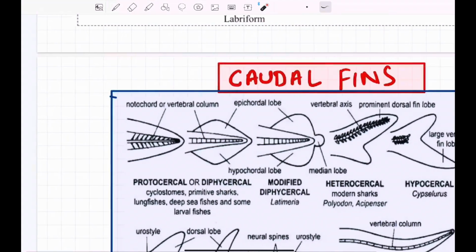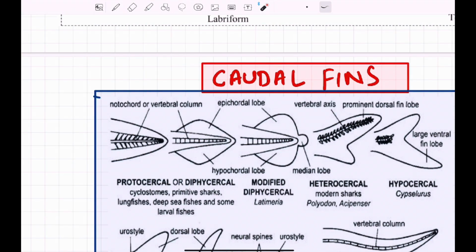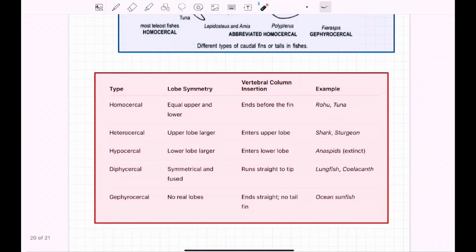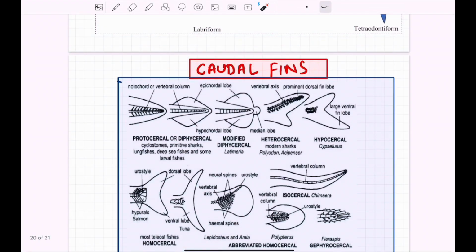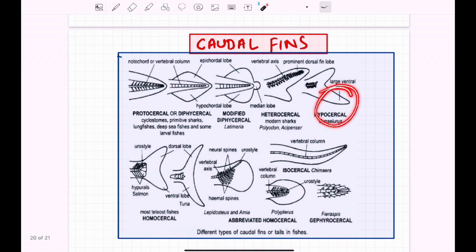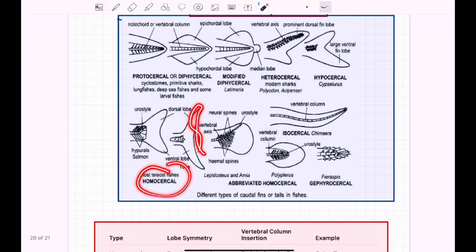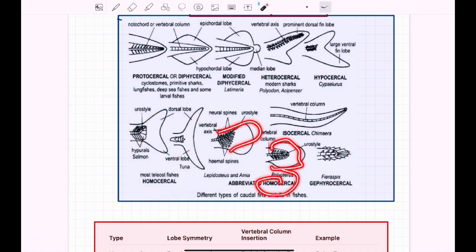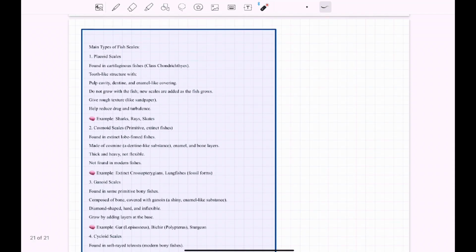Here you will see this Protocercal or Diphycercal. There will be complete fusion at the end. It will be symmetrical and fused. Then we have heterocercal. There is a difference in the lobes. This is hypocercal. The lower one is larger. Homocercal means where they are equal. Then we have homocercal in this case also. And here this is the Gephyrocercal where there is no real lobe.